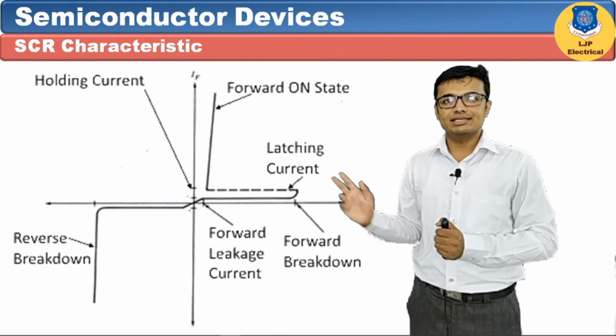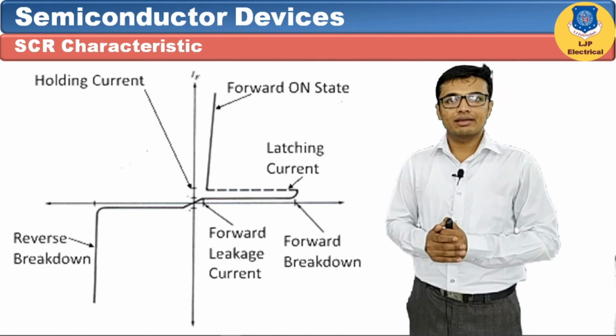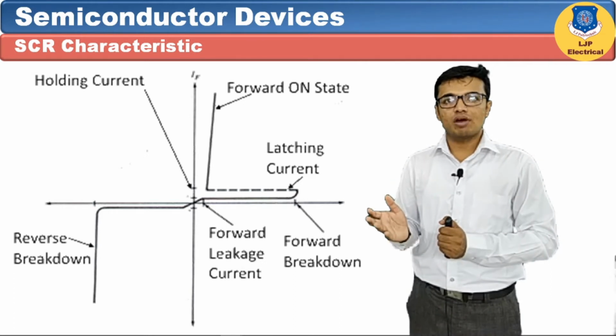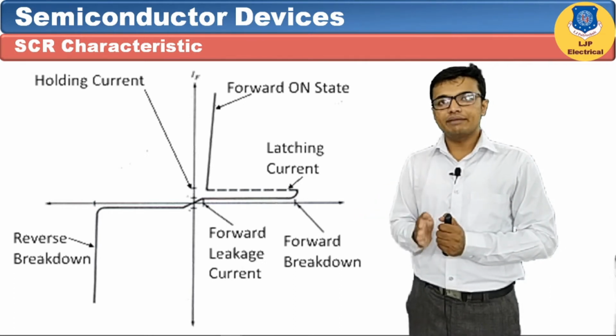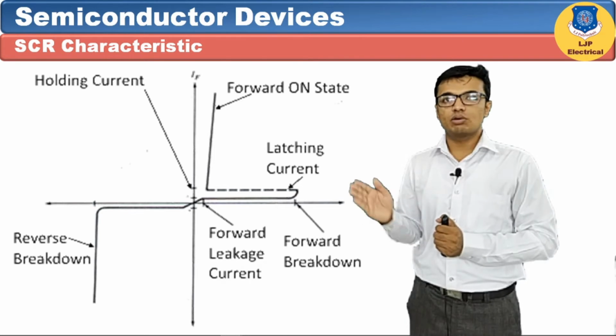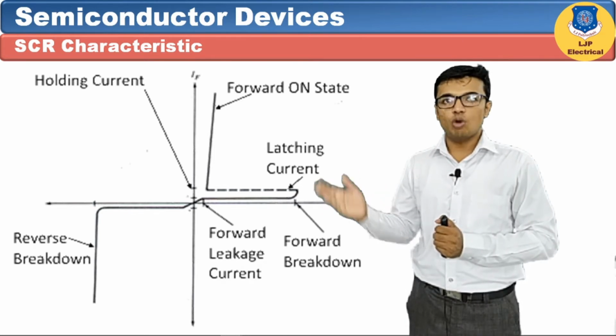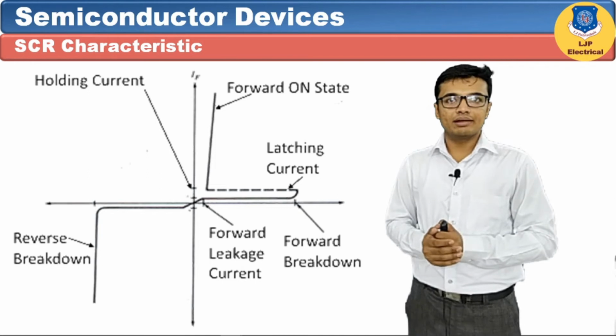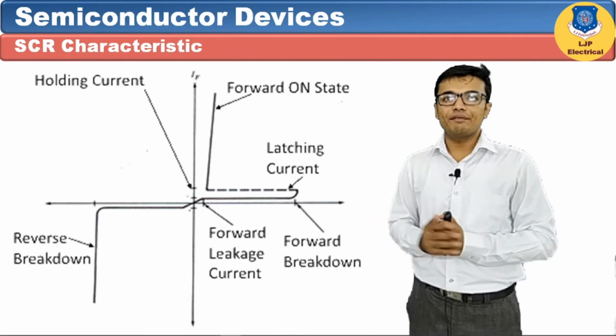The second term is latching current. This latching current is involved with the turn-on process of SCR. So the current required to turn on the SCR is called the latching current. And the third is holding current. This holding current is related to the turn-off process of SCR.